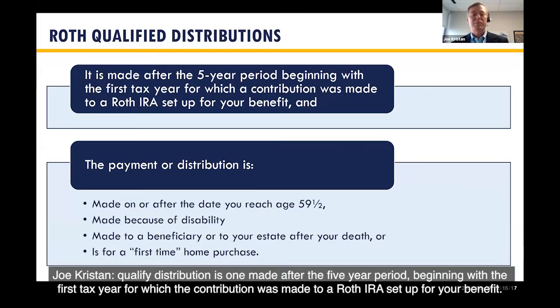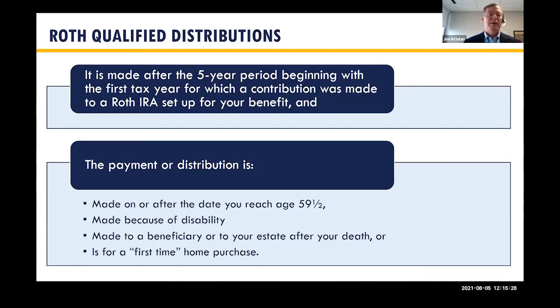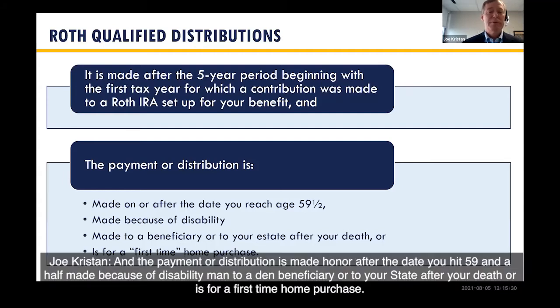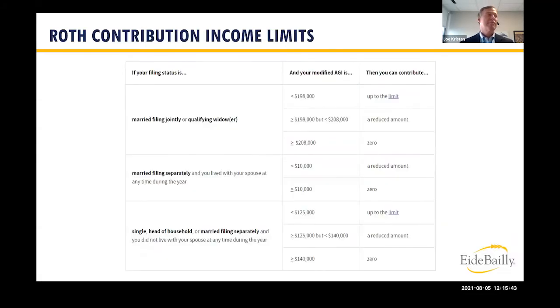A qualified distribution is one made after the 5-year period, beginning with the first tax year for which the contribution was made to a Roth IRA set up for your benefit. And the payment or distribution is made on or after the date you hit 59.5, made because of disability, made to a beneficiary or to your estate after your death, or is for a first-time home purchase.